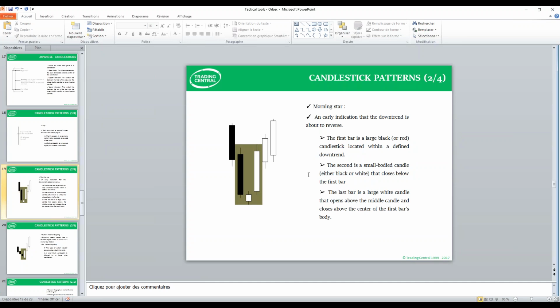And then you have the patterns. The pattern, as I explained, is the formation of several candlesticks, between 2 and 5 candlesticks. And you can identify a lot of patterns. So here is one of the most popular patterns, which is called the Morningstar pattern. So what's the rule for this pattern? First of all, this pattern is used to identify a reversal uptrend.